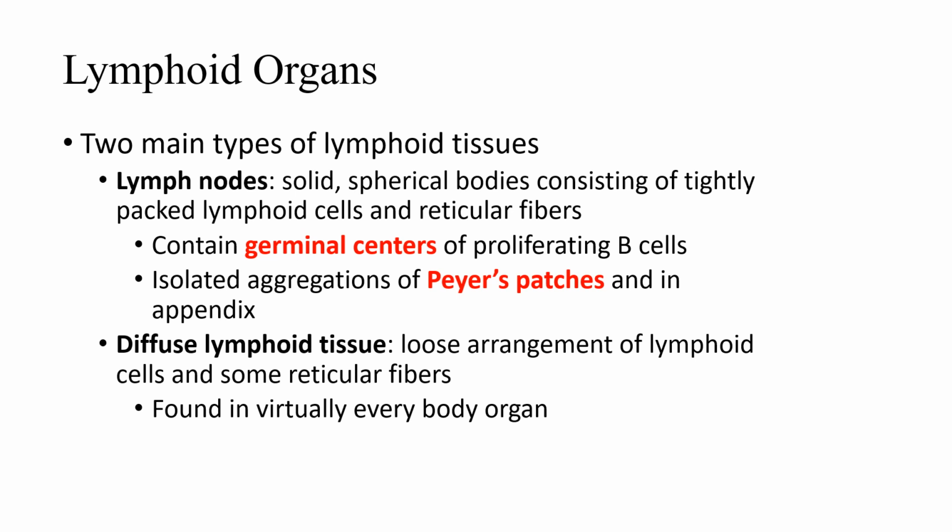Then in diffuse lymphoid tissue, this is where you're going to find a loose arrangement of lymphoid cells and reticular fibers found virtually in every body organ. So every body organ essentially is going to have an area where this sort of fluid can be monitored by macrophages and lymphocytes.